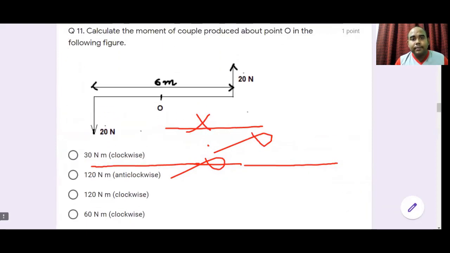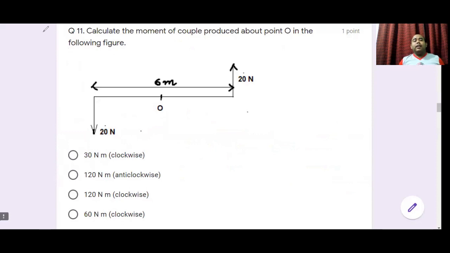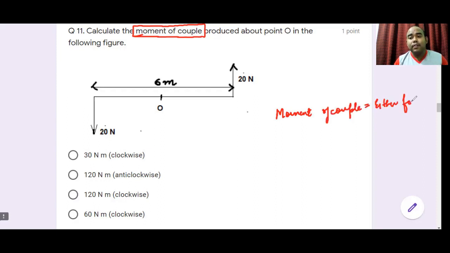Now look at this figure. Calculate the moment of couple produced about point O in the following figure. You have to find out the moment of couple. What is the formula for the moment of couple? Tell me. The formula for the moment of couple is either force into the perpendicular distance, as written in the book, but the distance between what? Perpendicular distance between the two forces.